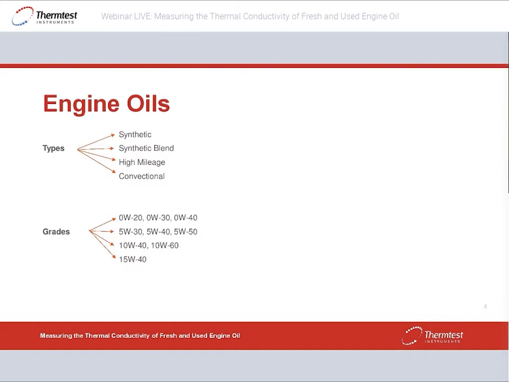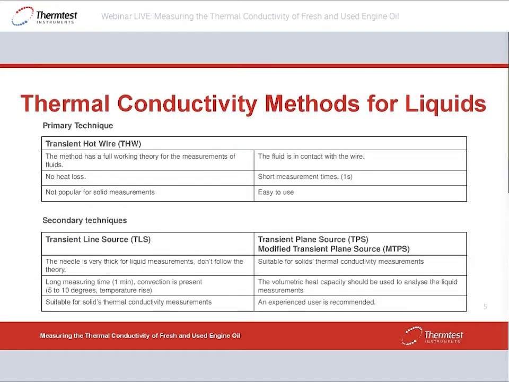There are different types of engine oil. Some of them are synthetic blend, high mileage, and conventional. These oils are also separated into different grades according to the temperature operation range and their viscosity. Another very important property of the oils is the thermal conductivity, and that's why we would like to present you some ways to accurately measure the thermal conductivity of them.